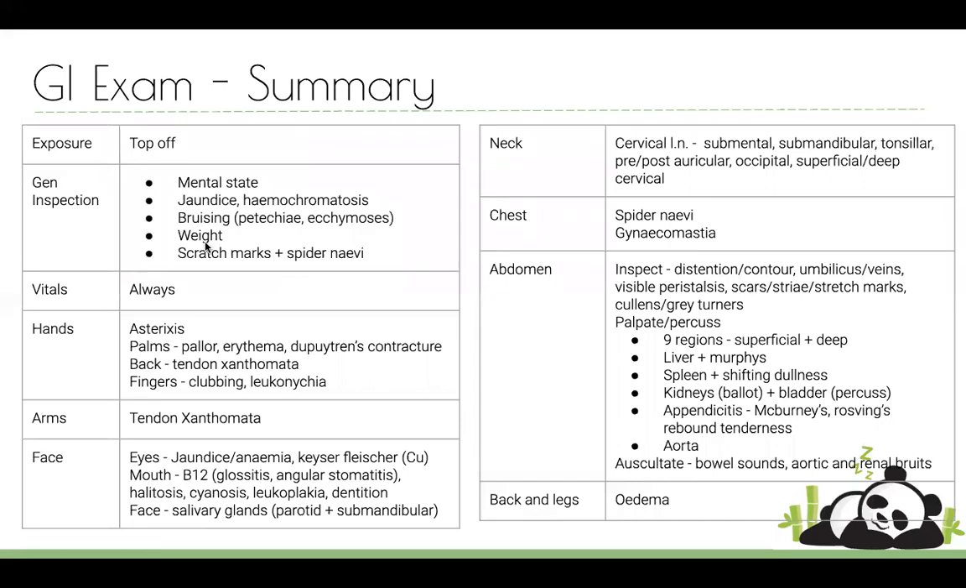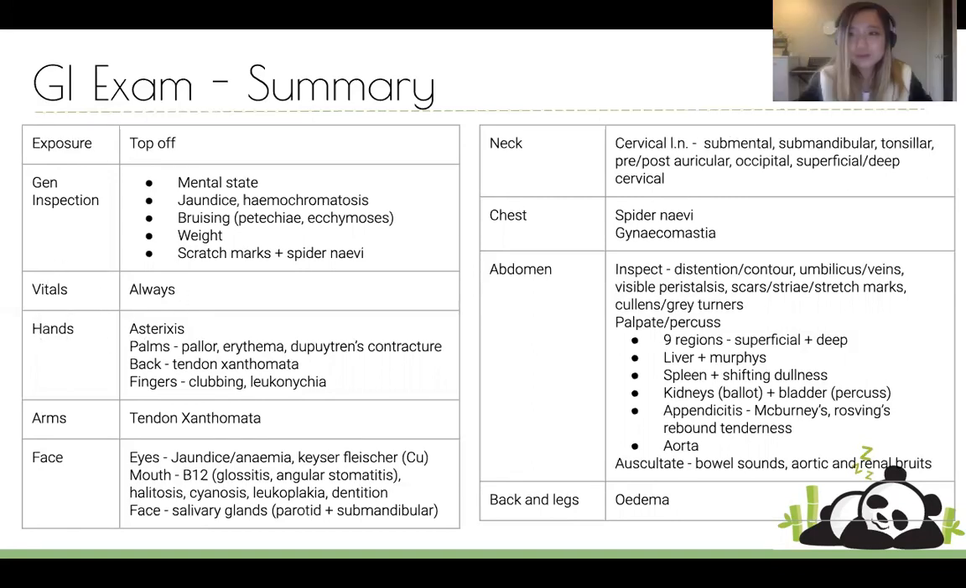Weight, so for things like fatty liver, obesity itself, I think about someone's tummy. So we're moving down again. And then I think of stretch marks and spider nevi, which are these little spider-like notches, and they look a bit like a flower. These little bruises on their legs. And that's due to liver disease as well. Scratch marks because liver disease can make you itchy. Always do your vitals.